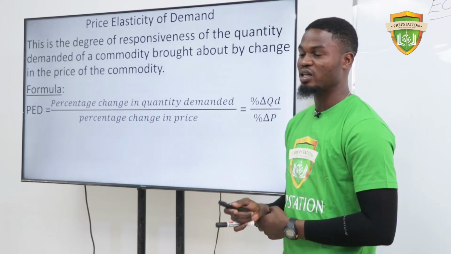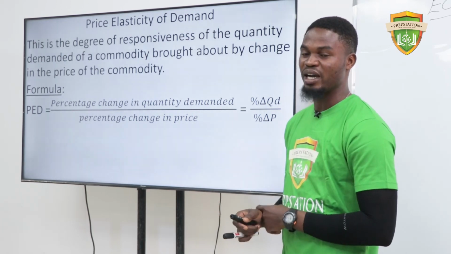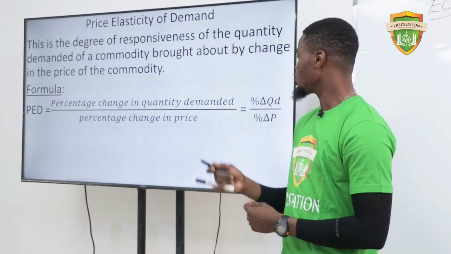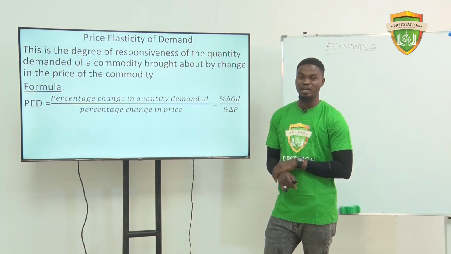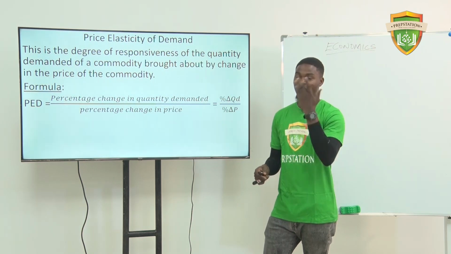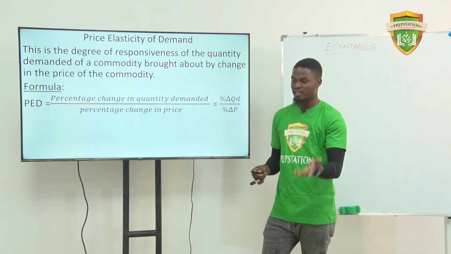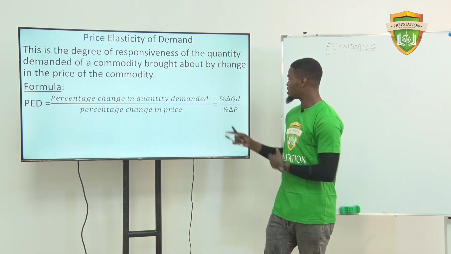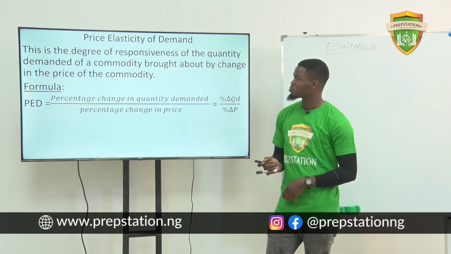And it has a formula. That is, percentage change in quantity demanded divided by percentage change in price. So we know that price is a factor that always affects demand. The higher the price, the lesser the quantity that is bought, and the lesser the price, the higher the quantity that is bought. So here's the formula, and here's the symbolic representation of the formula.